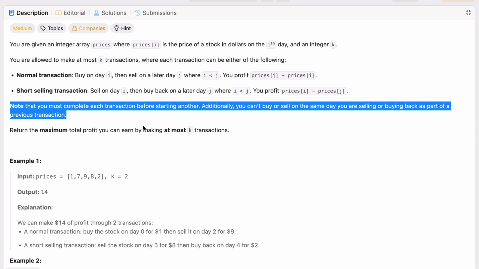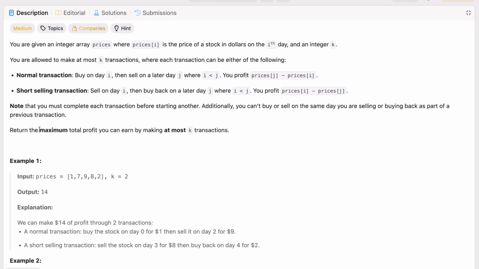Okay, and we have to return the maximum profit that we can earn by making at most k transactions. With k transactions, you have to find the total profit and return it. This is what the question is saying to us. So let's try to understand what the question is saying.